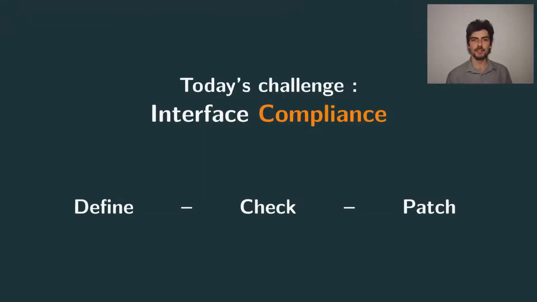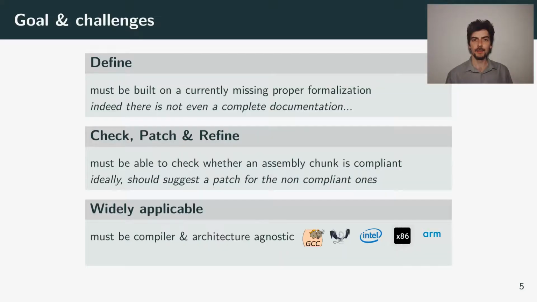So, today's challenge is interface compliance. As a first step, we need to define interface compliance, and it's challenging because the mechanisms behind inline assembly are somehow unclear. After that, we want to find a way to automatically check that an inline assembly chunk indeed complies with its interface, and otherwise, we want to be able to patch it to make it so. And of course, we want it to be widely applicable, such that it should not be tied to a particular compiler or architecture.